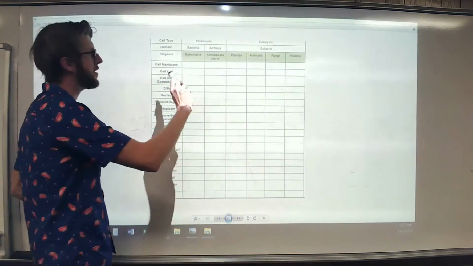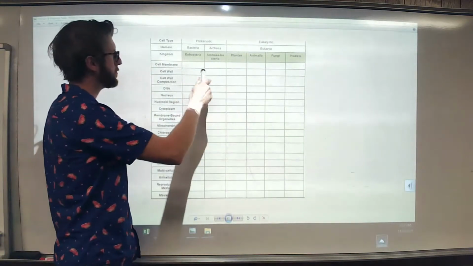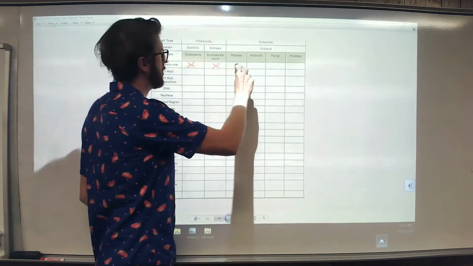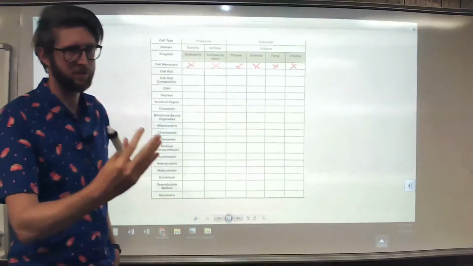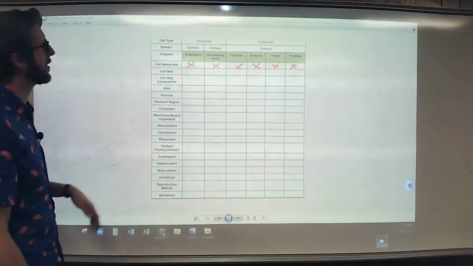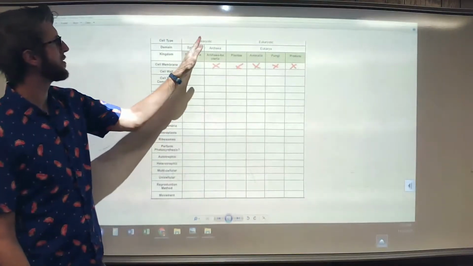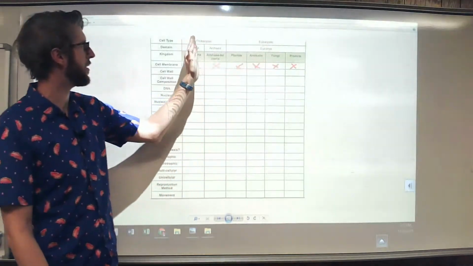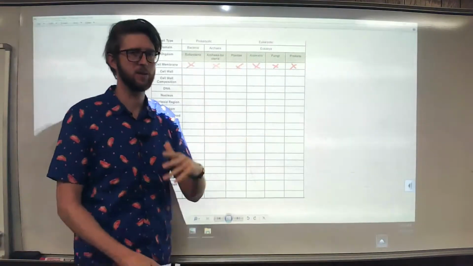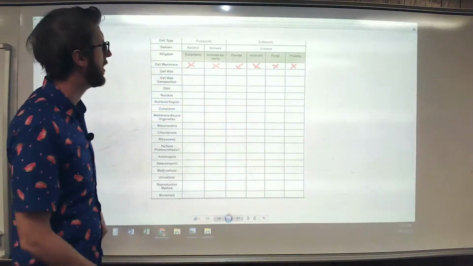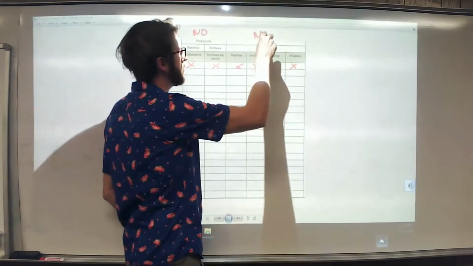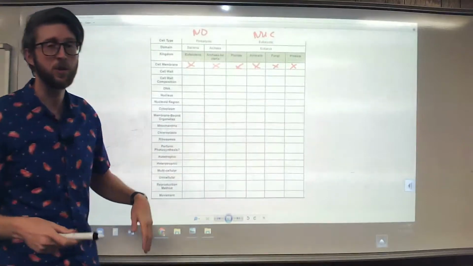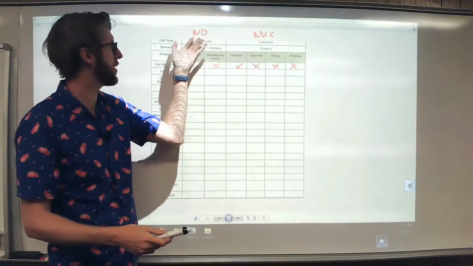So first of all, cells have a cell membrane. So I'm just going to put an X in all of the boxes that have a cell membrane. So first of all, there's two types of cells. There are prokaryotic cells and eukaryotic cells. Remember, pro means no nucleus, and eu means nucleus. We talked about this in a different one. So eukaryotic cells have a nucleus, prokaryotic cells do not.